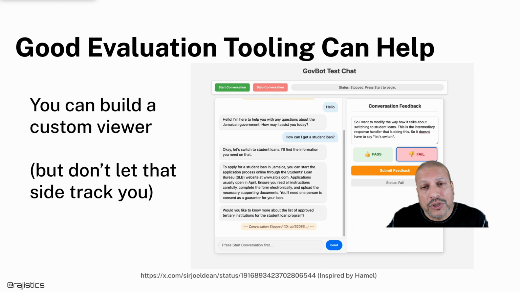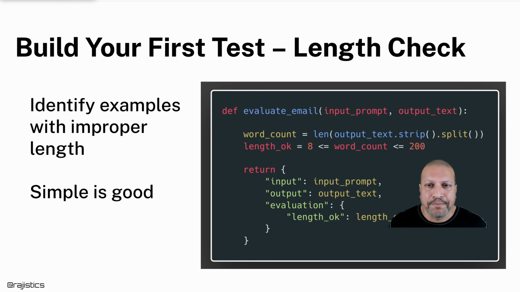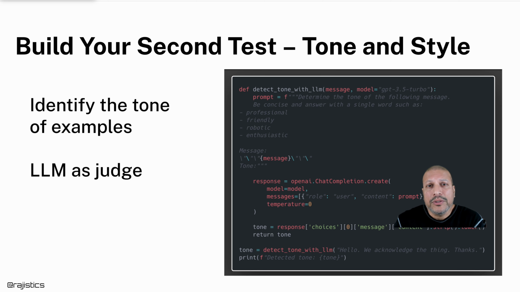Now, sometimes you can do this in Excel. You can build a custom evaluation tool. Don't go overboard with building a custom evaluation tool, but you can make it easier to work with your experts like that. But here, for example, we talked about, oh, it's too long. Well, we can build a simple test in Python. We don't need a fancy model. This is just basic Python that says, is this something under 8 words or over 200? Let's flag that. I could build another test which looks at the tone and style.